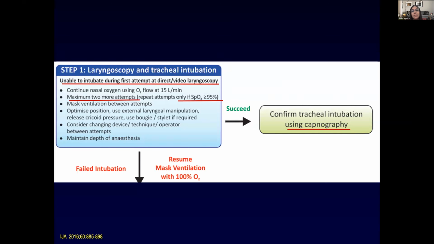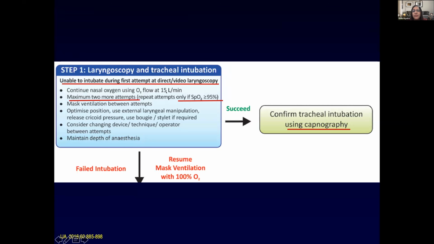So at each attempt, you should do something, not the same thing again and again. I used the same direct laryngoscopy and I'm doing it again for the second time and again for the same. Change the blade, maybe use a McCoy blade, use a video laryngoscope, change the operator, change the device, change the tool, change something. Your next attempt must be an effort to improve your success with tracheal intubation. So a very important point: change device, technique or operator between the attempts.